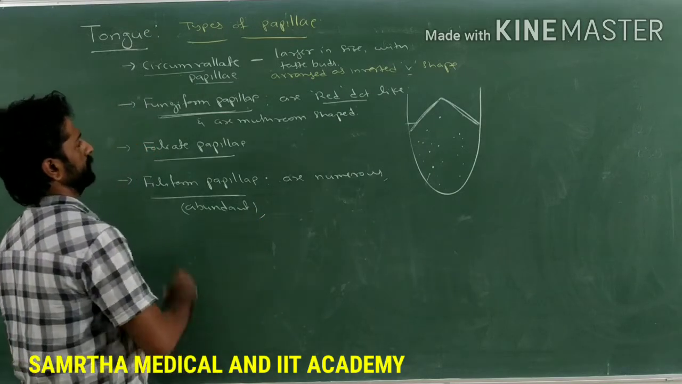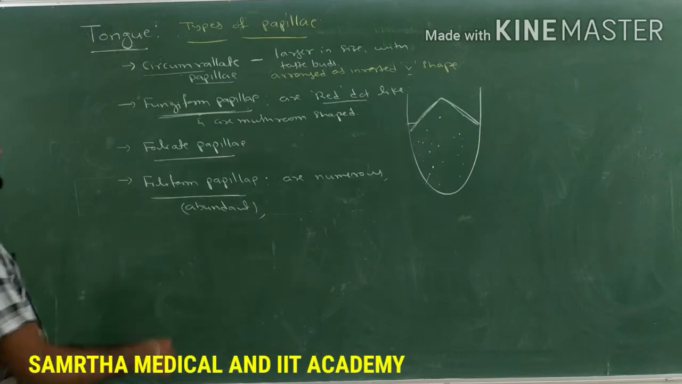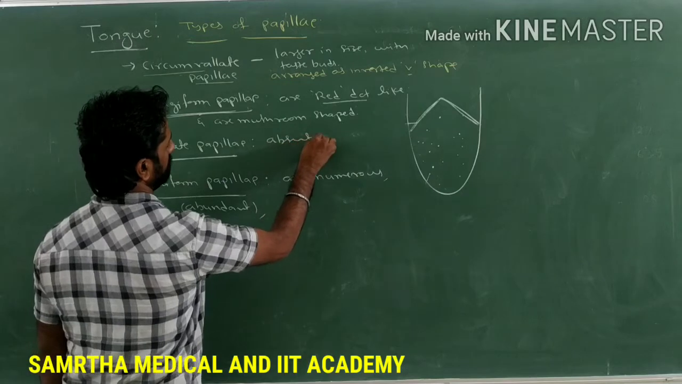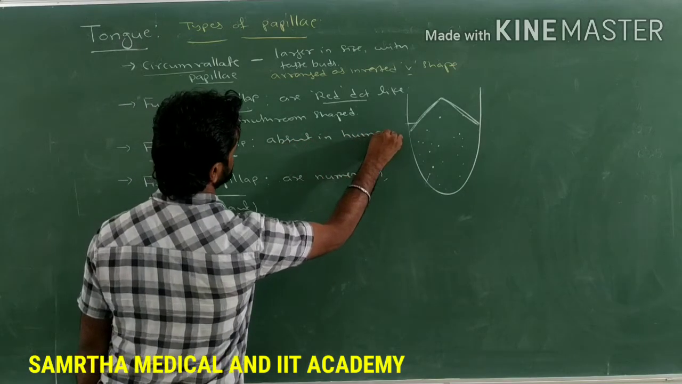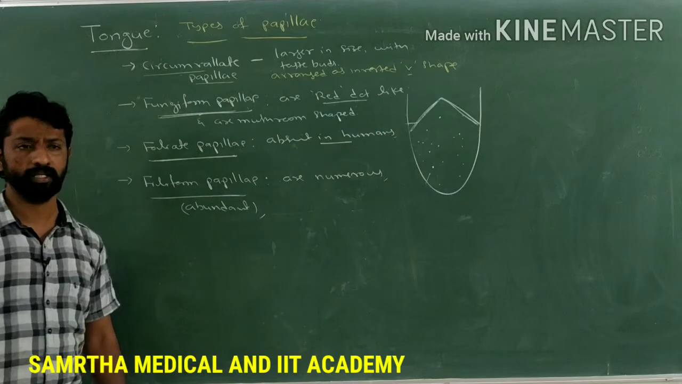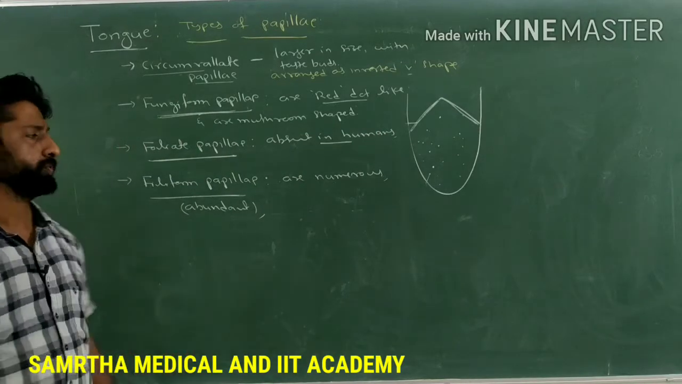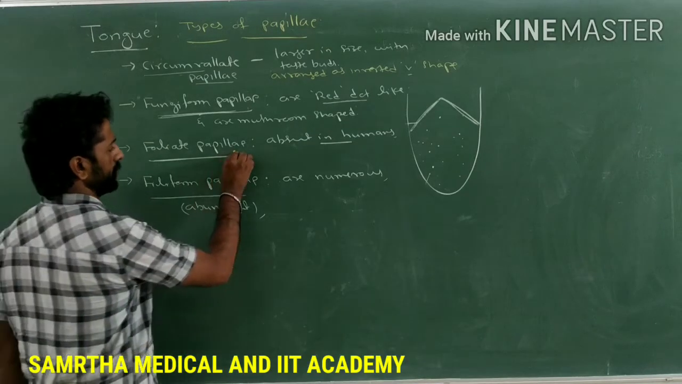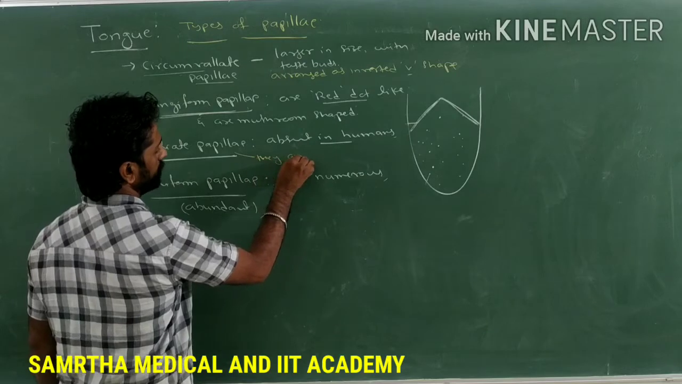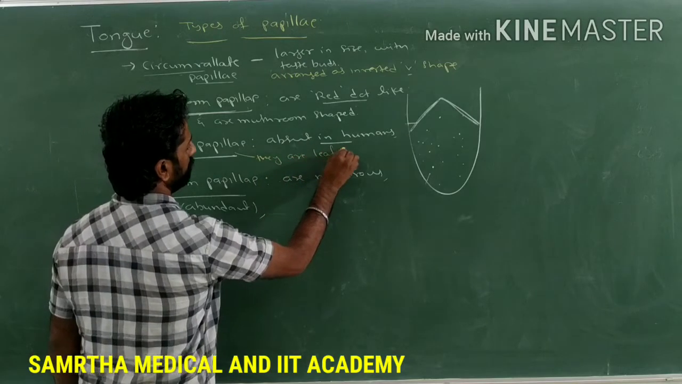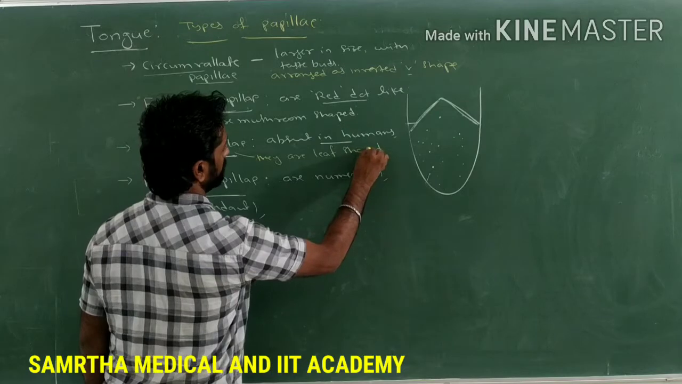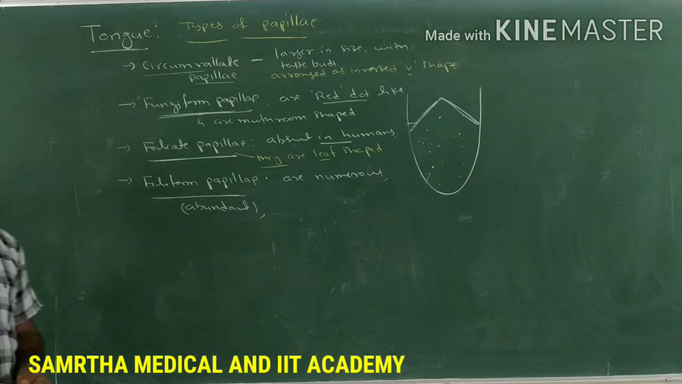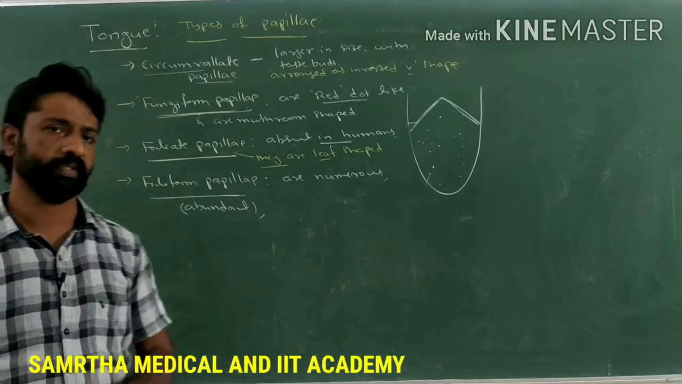Fungiform papillae also contain taste buds, but foliate papillae are absent in humans. Why? Because their taste buds get degenerated during childhood itself, so these foliate papillae are not present in humans. And what is their shape? They are leaf shaped, so they are called foliate papillae. So these are the 4 different types of papillae which can be observed over the surface of the tongue.